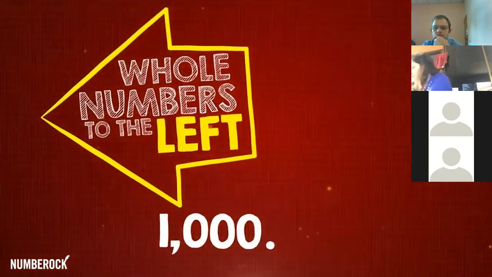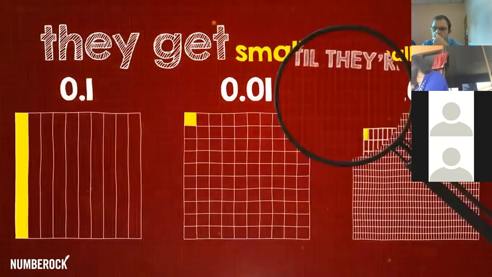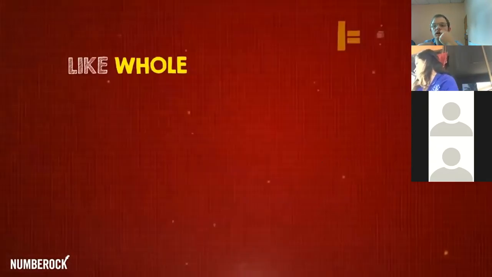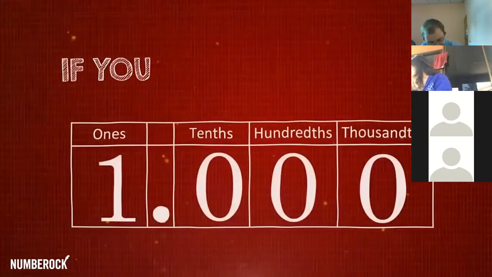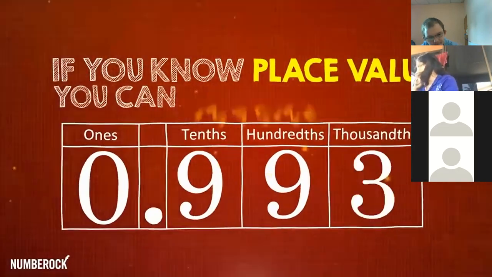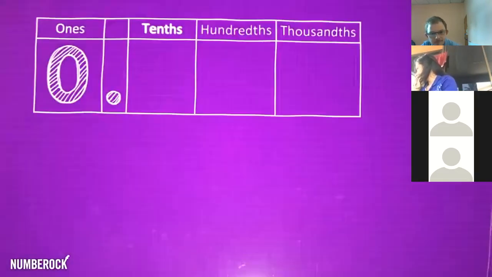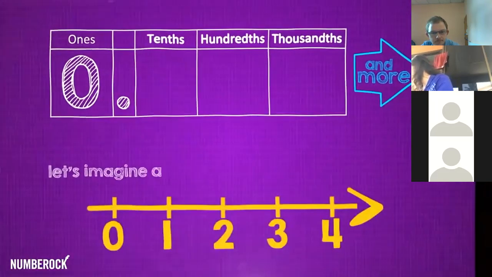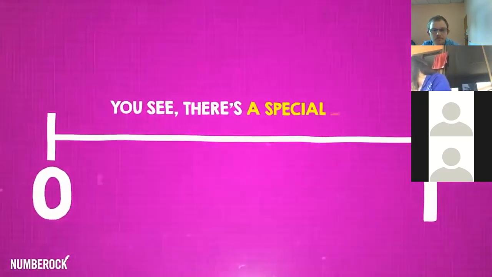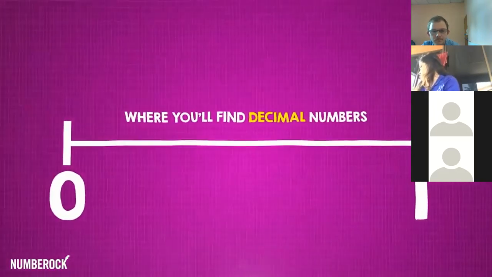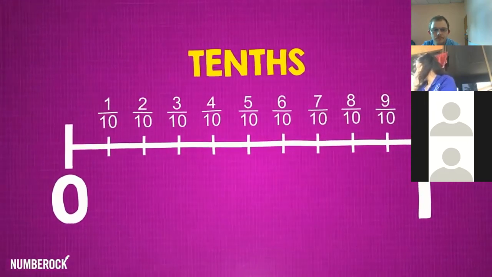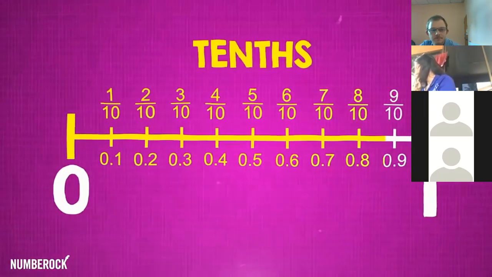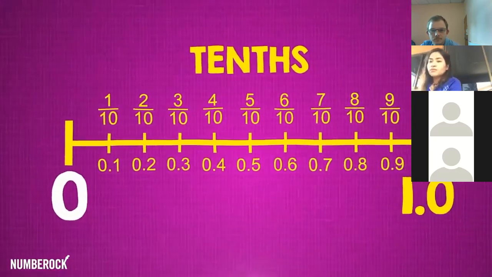Whole numbers to the left, decimals to the right. They get smaller and smaller till they're barely inside. Like whole numbers can get big, decimals can get small. If you know place value, you can imagine them all. We got the tenths, the hundreds, the thousands, and more. Let's imagine a number line to further explore. You see, there's a special land between 0 and 1 where you find decimal numbers. In every fraction between 0 and 1, make 10 intervals. These are tenths written as fractions or decimals. When counting by tenths, after you get to 9, the 10th tenth makes 1 whole on the number line.